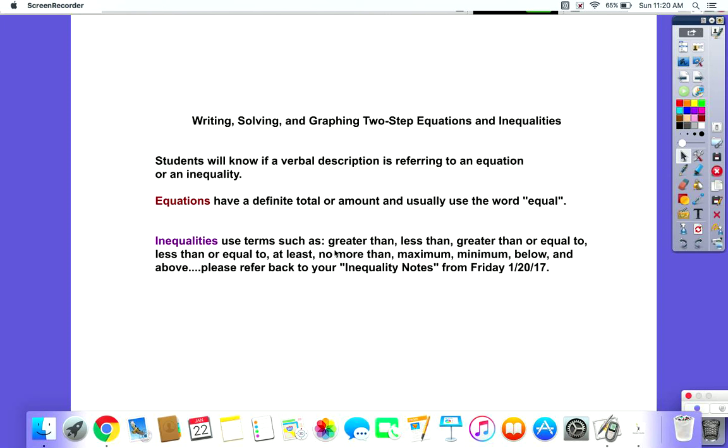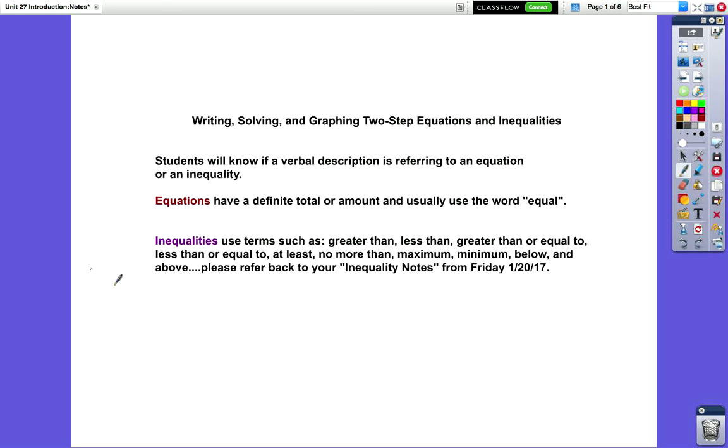Inequalities use terms such as greater than, less than, greater than or equal to, less than or equal to, at least, no more than, maximum, minimum, below, and above. This list will continue. Please refer back to your inequality notes from Friday. That video is listed in Canvas.